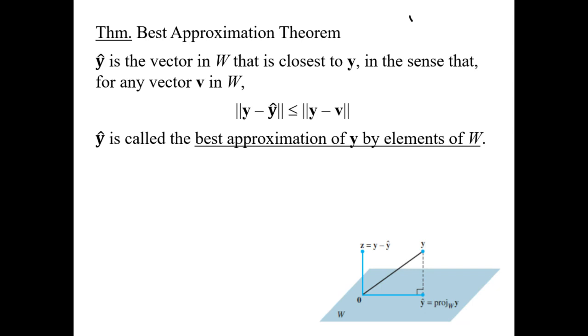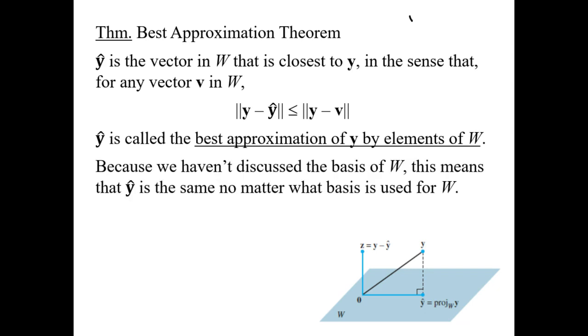So W could have any basis. They would all just have the same dimension. The point I'm trying to make here is, because we haven't discussed the basis of W, this means that y hat is the same no matter what basis we use for W. If y hat represents the vector in W that's closest to y, that's going to be true no matter how we describe W.